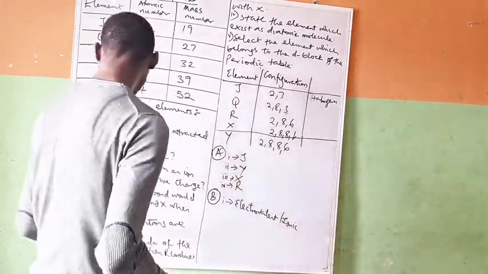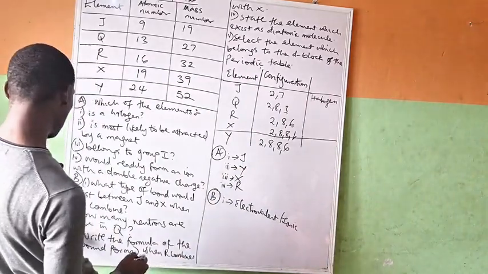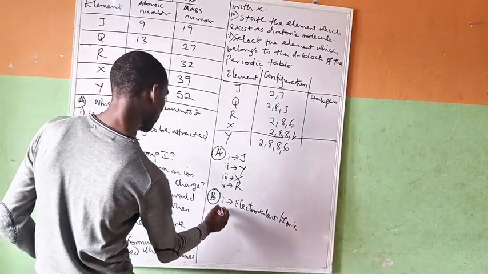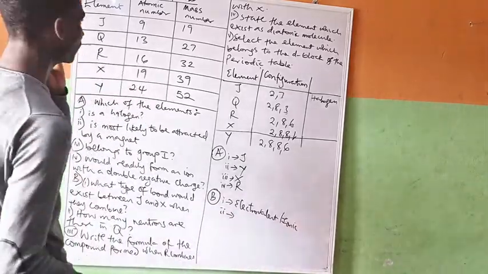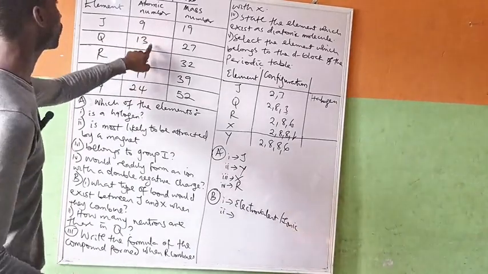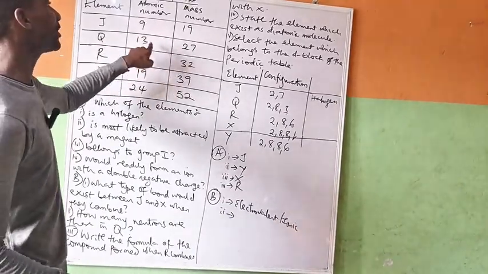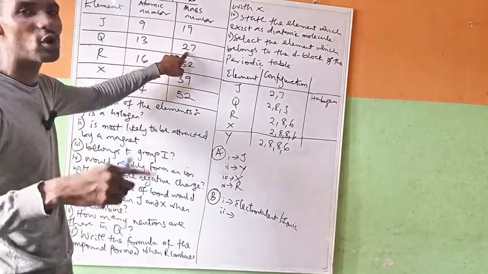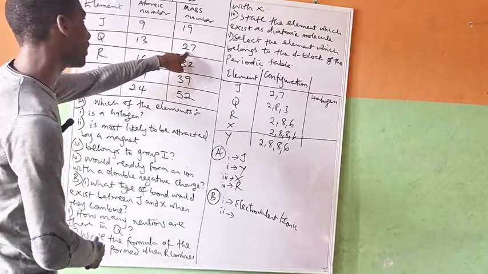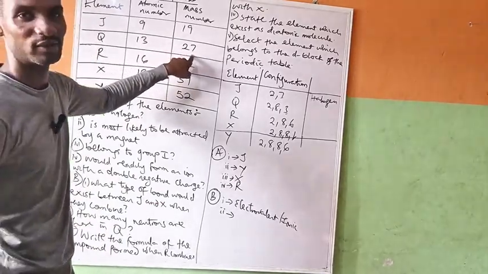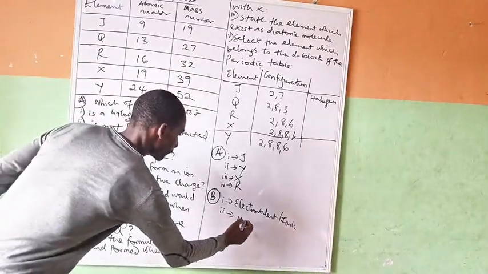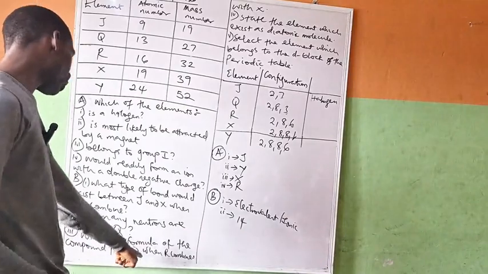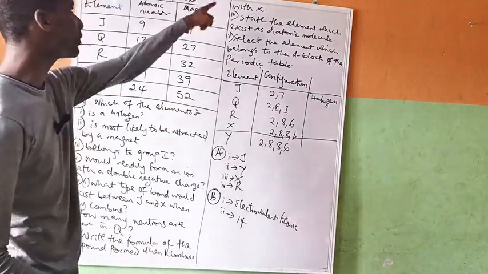to the non-metal. And then Roman figure 2 here, how many neutrons are there in Q? How do I know the number of neutrons in Q? This is the atomic number, this is the mass number. So I will remove the atomic number, which is the number of protons, from the mass number to know the number of neutrons. So the number of neutrons will be 13 from 27, that would be 14. So it's 14.